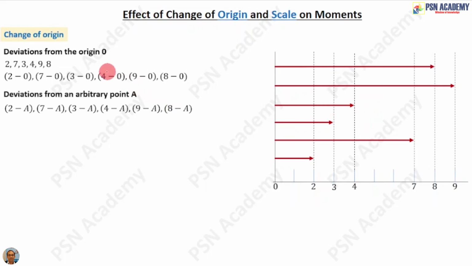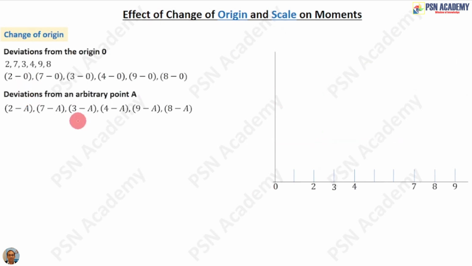Now, if we change the origin 0 to any arbitrary point A, then the deviations will look like this. 2 minus A, 7 minus A, 3 minus A, like that. That means you are replacing this 0 with some arbitrary point A. Let us suppose that the arbitrary point A is 5.